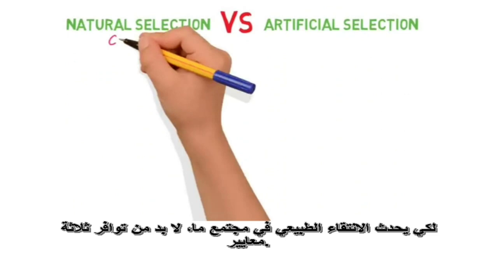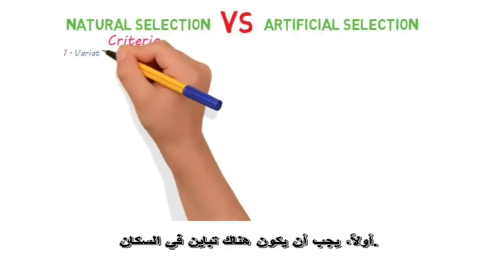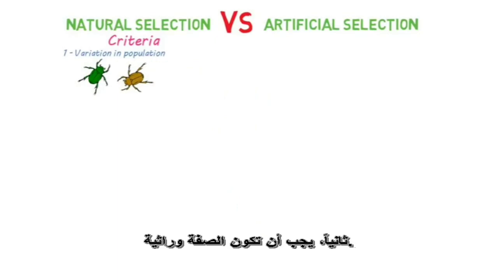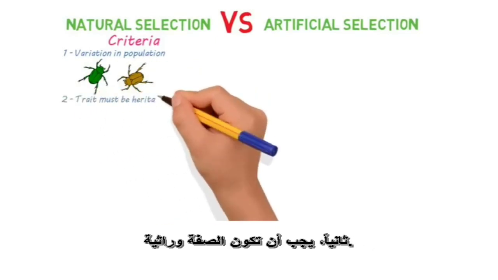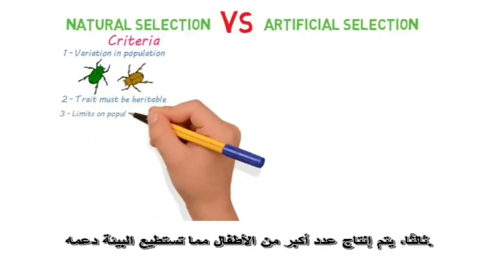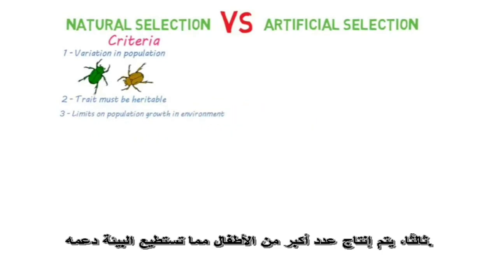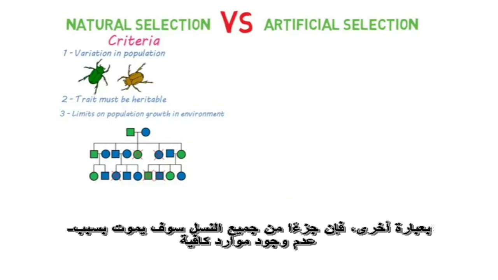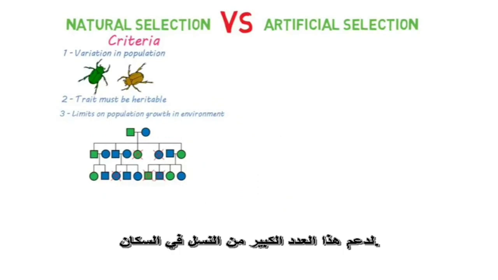Okay, so let's apply this definition to natural selection. For natural selection to occur in a population, three criteria must be met. First, there must be variation in the population, for example, brown beetles versus green beetles of the same species. Second, the trait must be heritable, which is to say it can be passed on from one generation to the next through the genes. And third, more offspring are produced than the environment can support. In other words, a portion of all the offspring will die off because there aren't enough resources to support that much offspring in the population.